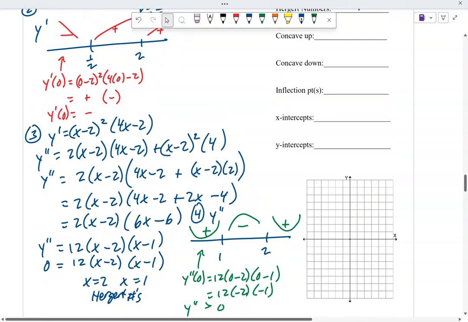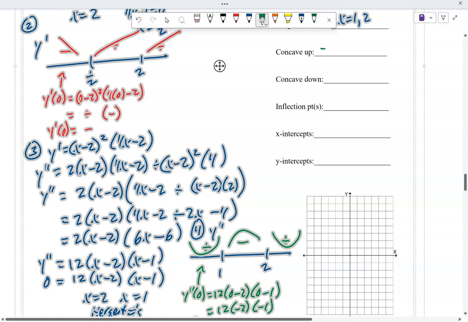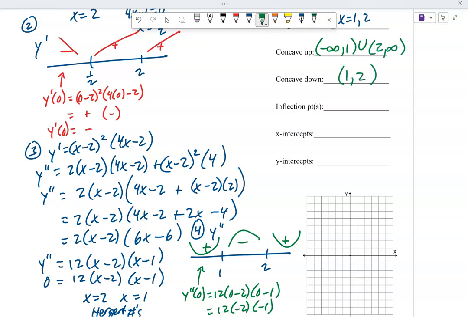And so concave up, let's go ahead and put that in from negative infinity up to 1, and from 2 on. We're concave down between 1 and 2. We do change from concave up to concave down at 1. And then we change again from concave down to concave up at an x value of 2. So both of those numbers actually end up being inflection points.